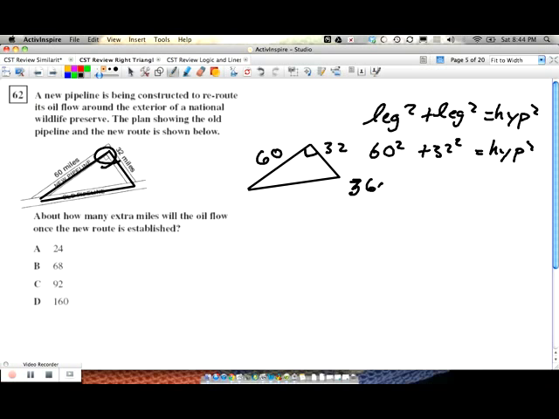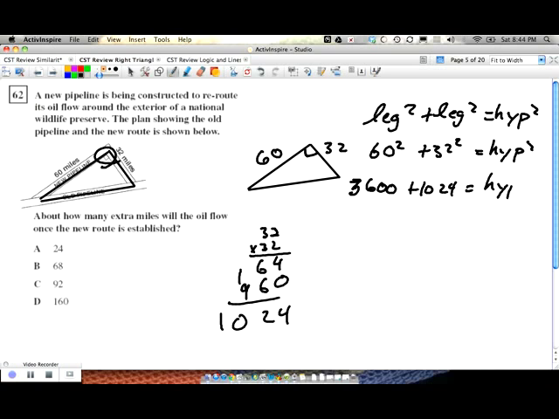Well, 60 squared would be 3,600. 32 squared, let's see, what's 32 times 32? 2 times 2 is 4, 2 times 3 is 6. Then we move over, 3 times 2 is 6, 3 times 3 is 9. I add this together, 4, 2, 1, 0, 2, 4. So 3,600 plus 1,024 equals hypotenuse squared. Now if I add those together, I would get 4,624 equals the hypotenuse squared. So I got to figure out what the square root of this would be. And that's a tough one.